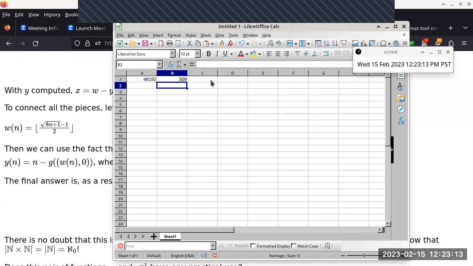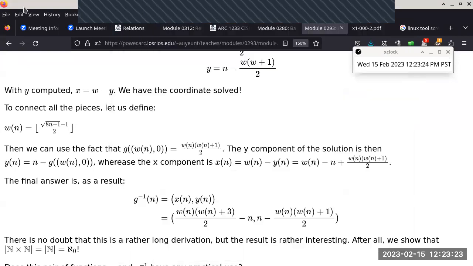So now what do we do with W of n? Because that's not the answer, right? Yeah, because we're expecting two numbers coming out of it. If you look up the definition of G inverse, it uses W of n to figure out what is the X and what is the Y. So that's what we need to do next. It is the product of Wn plus 3, and then the whole thing divided by 2, and then subtracting n from it.